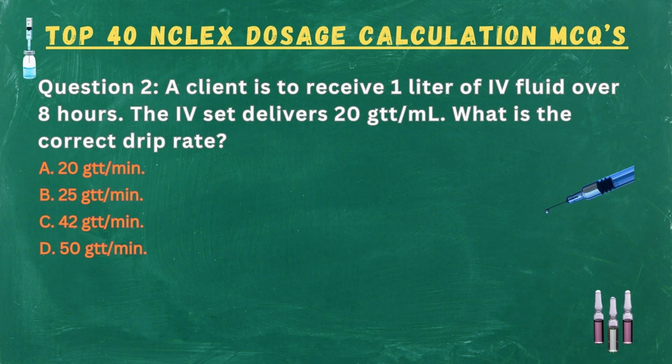Question 2. A client is to receive 1 liter of IV fluid over 8 hours. The IV set delivers 20 gtt/ml. What is the correct drip rate? A. 20 gtt/min. B. 25 gtt/min. C. 42 gtt/min. D. 50 gtt/min. Answer: C. 42 gtt/min.